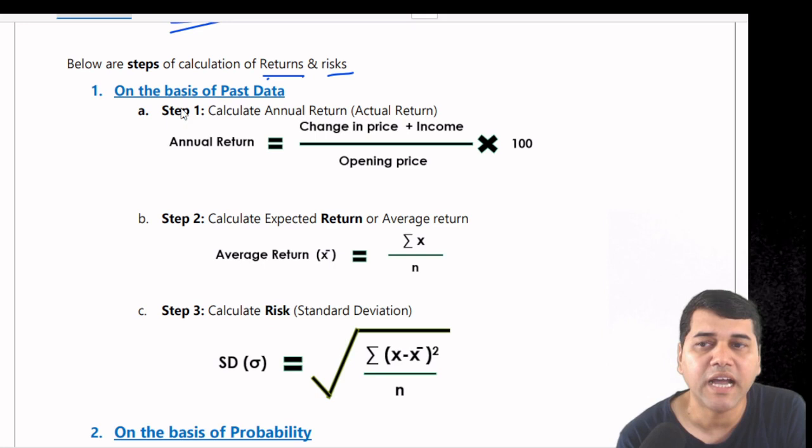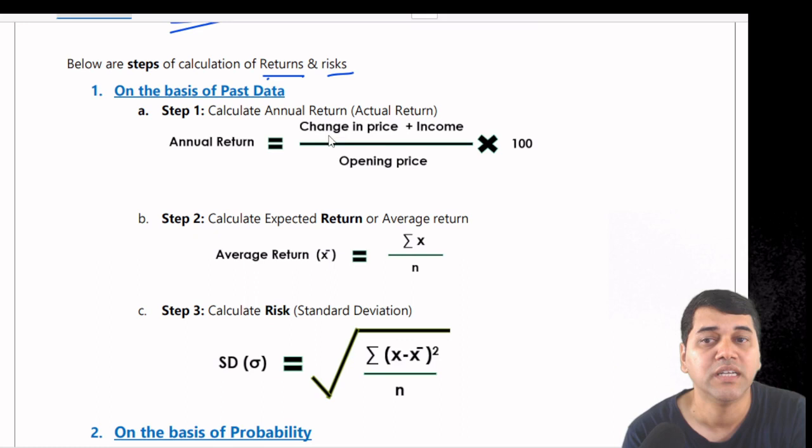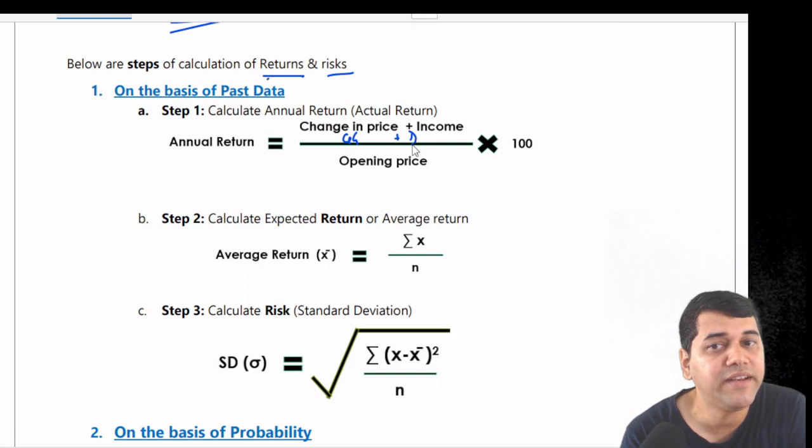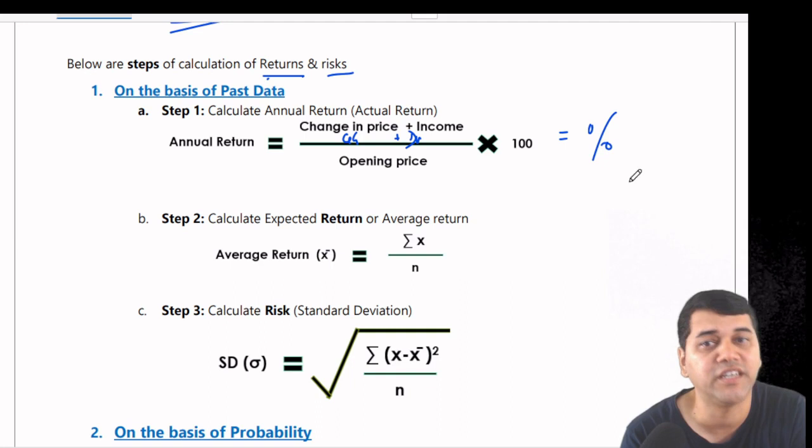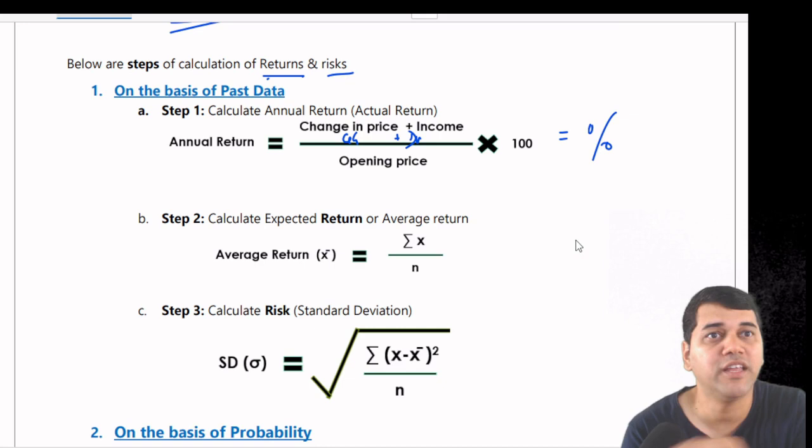And as the first step, I will calculate the actual return. How much did it give me? What is my definition of actual return? Change in the price, the capital gain, plus whatever dividend it has given to me, divided by the opening price. This gives me the percentage of return it offered me. At the beginning of the year, what was its price? At the end of the year, what is its price? During the year, how much dividend did it give? Yes, I got the first year's return.